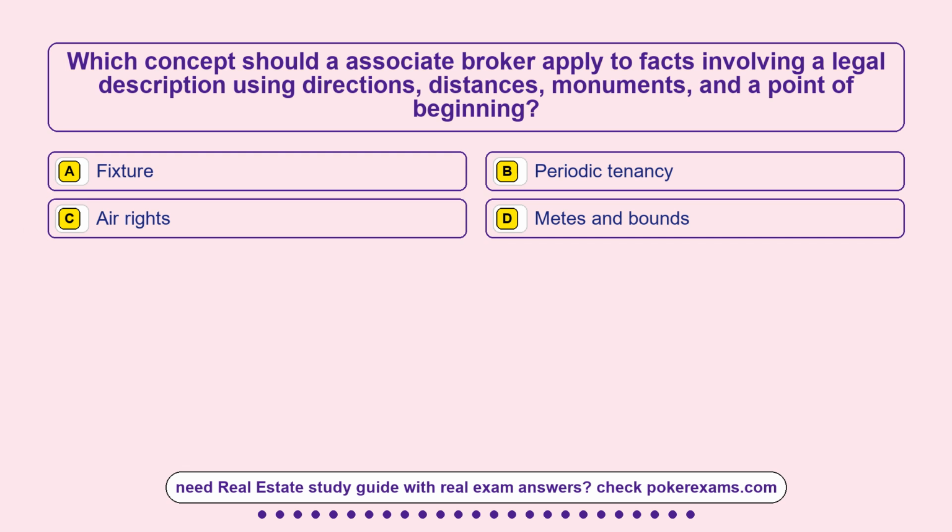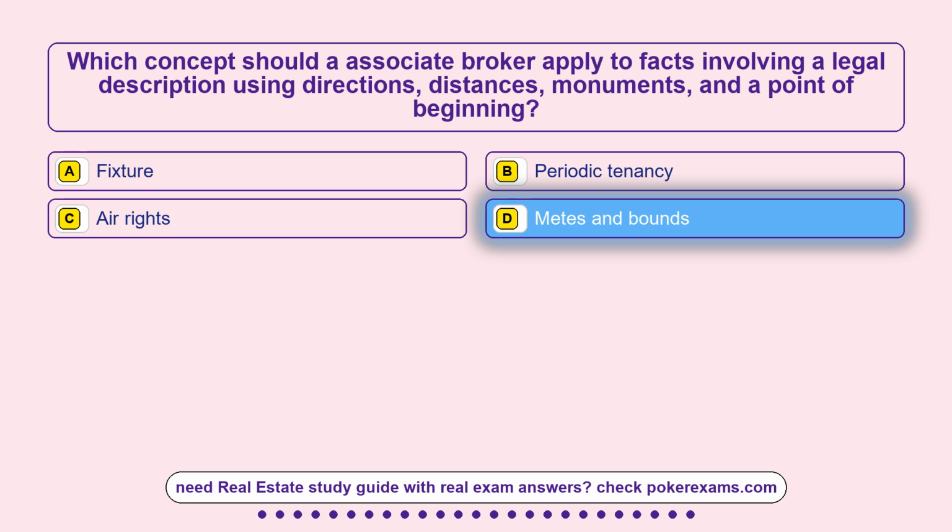Question 6. Which concept should an associate broker apply to facts involving a legal description using directions, distances, monuments, and a point of beginning? Option A, fixture. Option B, periodic tenancy. Option C, heir rights. Option D, metes and bounds. The correct answer is option D, metes and bounds.